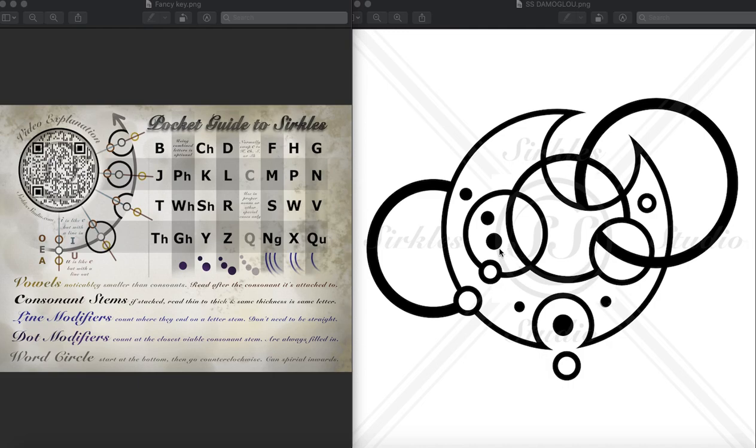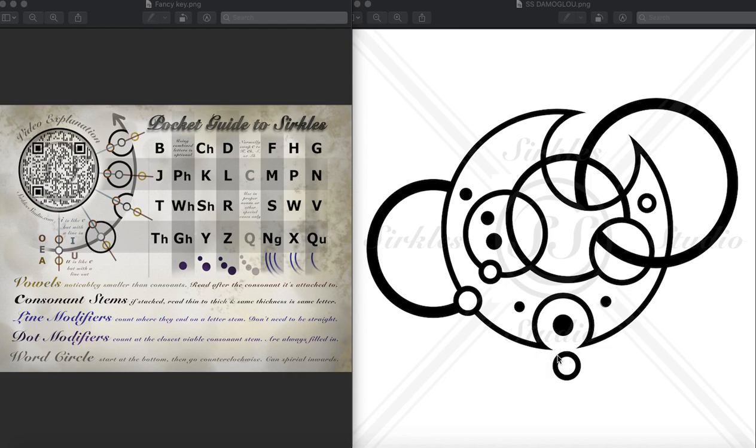It was done using Loren Sherman's script, which uses a combination of dot modifiers, like these, and line modifiers, like these, in combination with these four different shaped letter stems to make our consonants. So in this design, we have this deep divot shaped stem here, and circles inside the word circle like these. And those are the only two stems in this design. So you read this script starting at the bottom and then going counterclockwise.